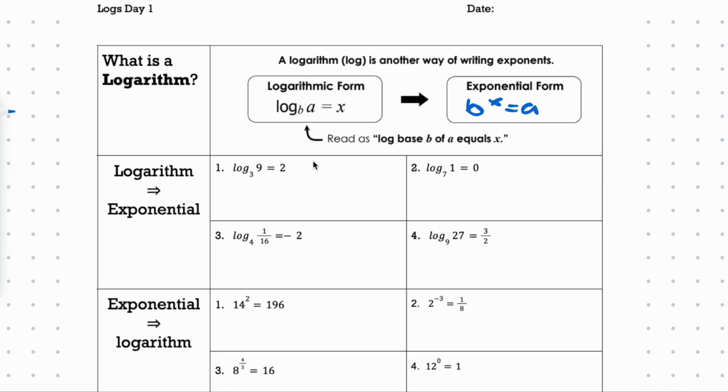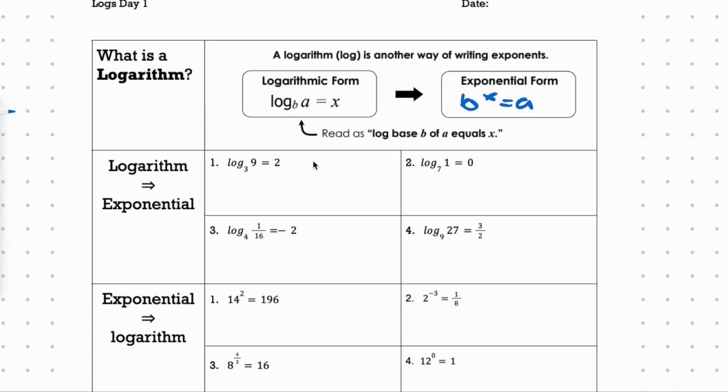Okay, so let's go from logarithms to exponentials. Well, we want to find our b value. Our b value is our subscript. In this case, it's 3. So 3 to our x value, right, which is 2, equals our a value, which is 9. And that makes sense. 3 squared equals 9.